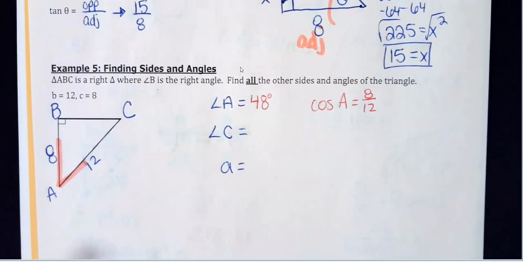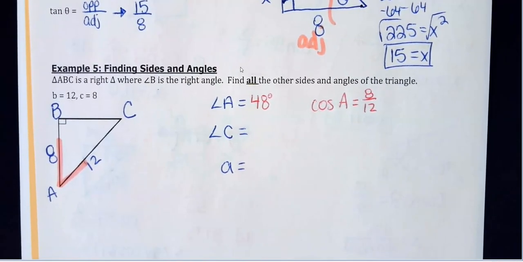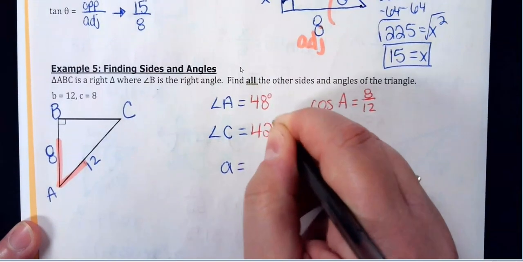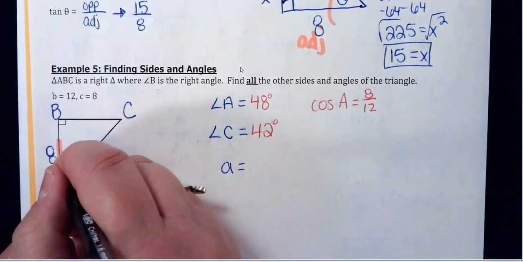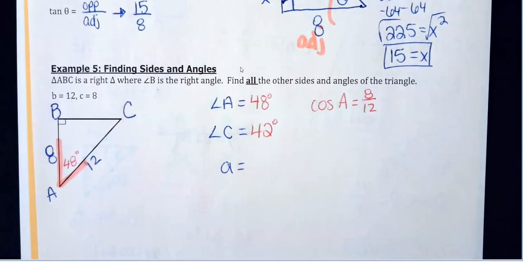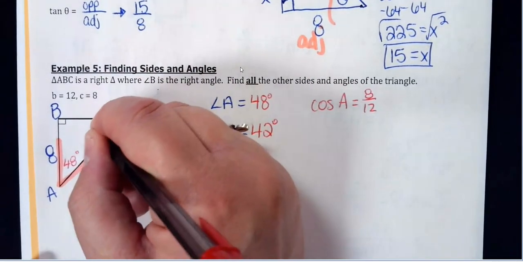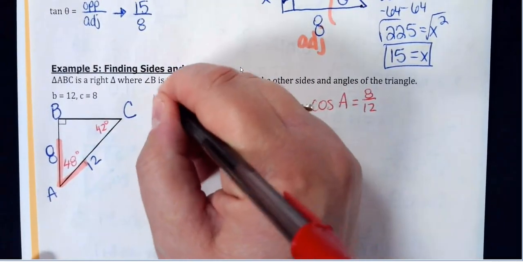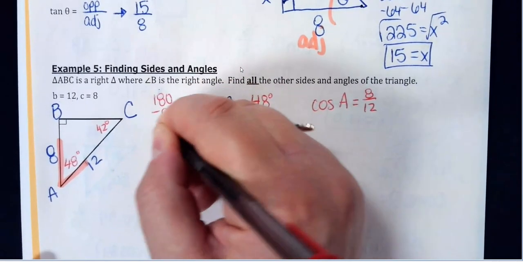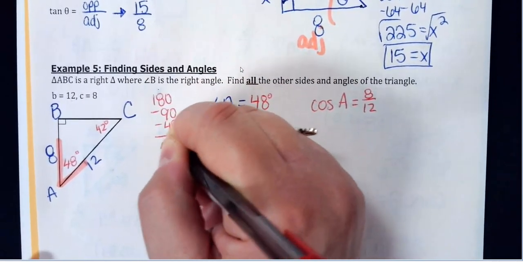Just as an option, could you tell me angle C without using any trig? What would it be? Or how would I figure it out? 42. How'd you get 42? Exactly. Okay. Inside angles of the triangle add up to 180. If I've got a right angle and I find one of the other ones, you can just use that to find the missing angle there. So just do 180, subtract the 90, subtract the 48. The leftover has to be 42.